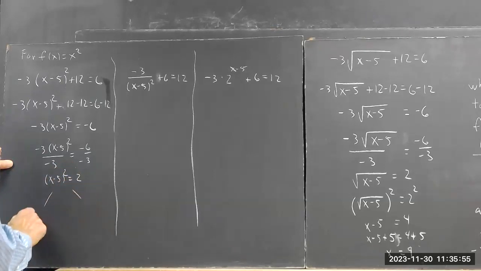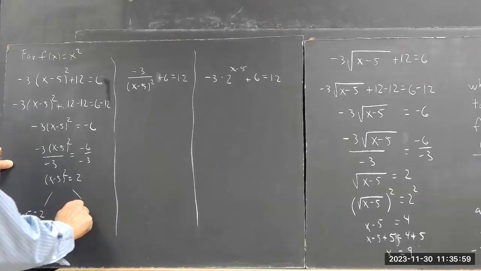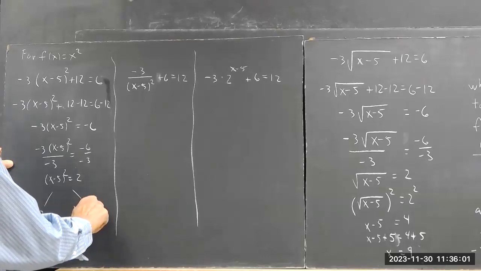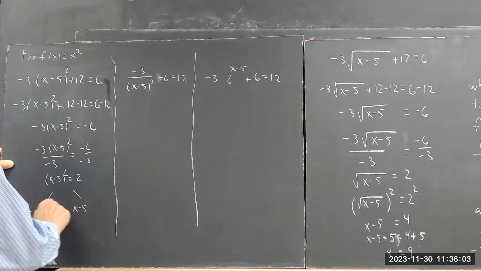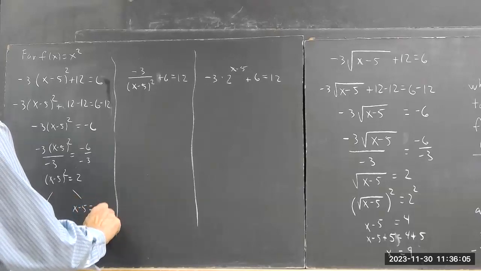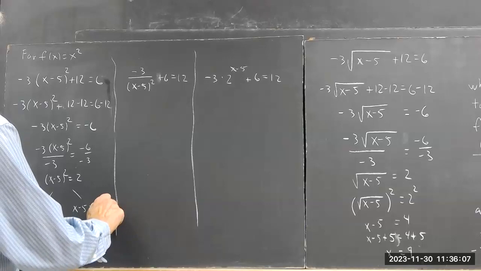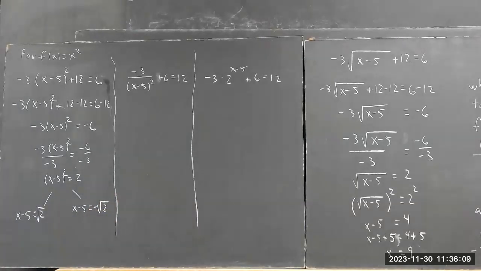This splits into two equations. x minus 5 equals the square root of 2, and x minus 5 equals negative square root of 2. Okay. And you can write that as x minus 5 equals plus or minus the square root of 2.